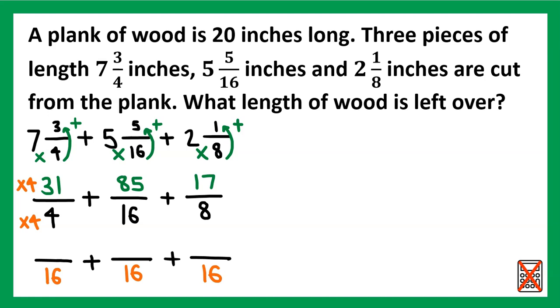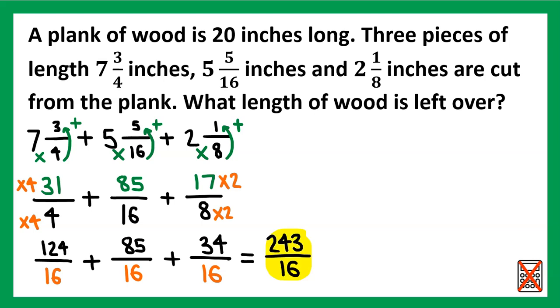This will involve multiplying the numerator by 4 to keep it as an equivalent fraction. 31 times 4 is 124. The second fraction is already over 16, so I can just keep this as 85 over 16. And the last fraction, I'll need to multiply 8 by 2 to change the denominator to 16, and 17 multiplied by 2 is 34. Adding these fractions together leaves me with 243 over 16.